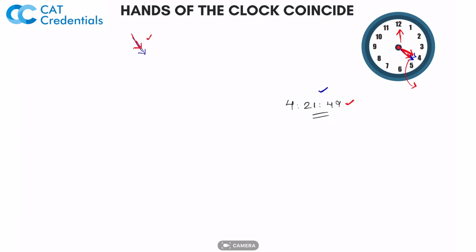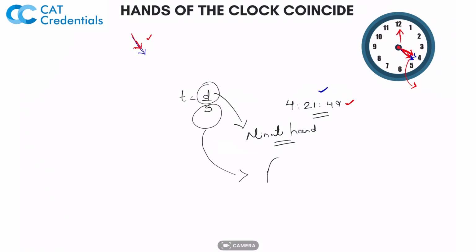So that's a simple concept. All that we did here is time equals distance upon speed. What is the distance? Distance is always traveled by whom? The minute hand. Why? Because the minute hand here is chasing your hour hand. So distance is always traveled by the minute hand, and the speed that you write is always the relative speed. It is always the relative speed of whom? Relative speed of the minute hand.